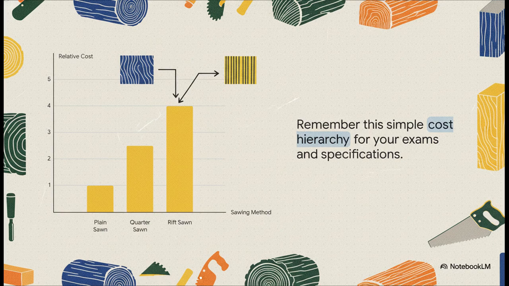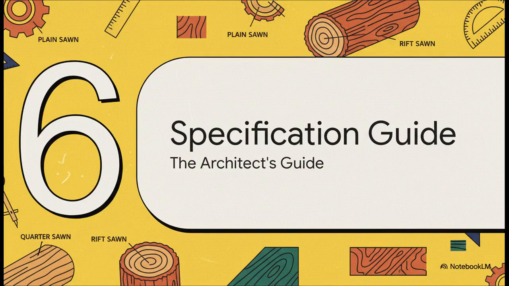Plain sawn, that's your baseline, one dollar sign. Quarter sawn is a pretty big step up, two dollar signs. And rift sawn, it's in a class all by itself at the top, three dollar signs. Simple, clear, and really easy to remember when you're under pressure. Okay, that's the theory. But how do you actually use this in the real world when you're writing your specifications to make sure you get exactly what you want on the job site?